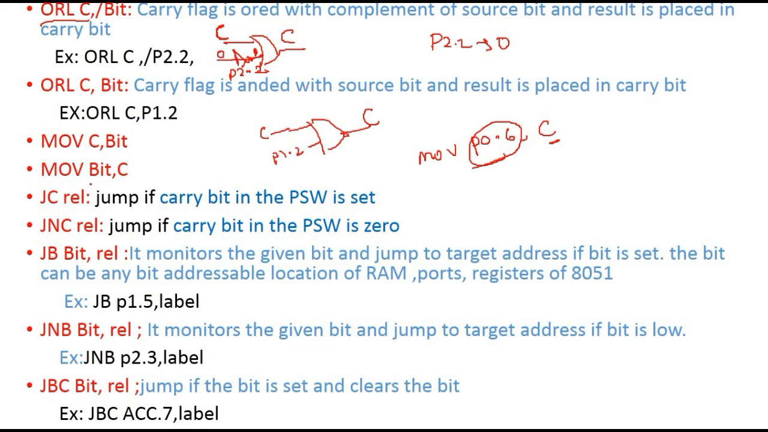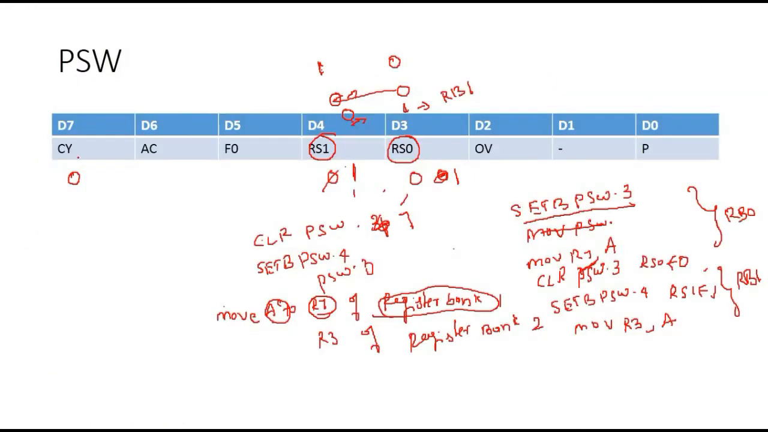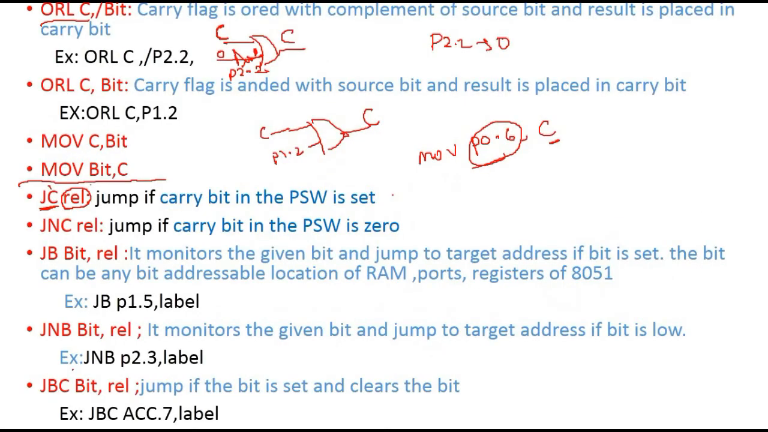Next we have JC, JNC, JB, JNB and JBC. Whatever we have studied till now will not change the control of the processor, but these instructions will change the processor's direction. For example, JC with a relative address, meaning where it should go if the condition is satisfied. The name means jump if carry bit in the PSW is set. The carry flag is the D7 bit. If this bit is set, then it should jump to the location of the relative address mentioned. Is it clear?